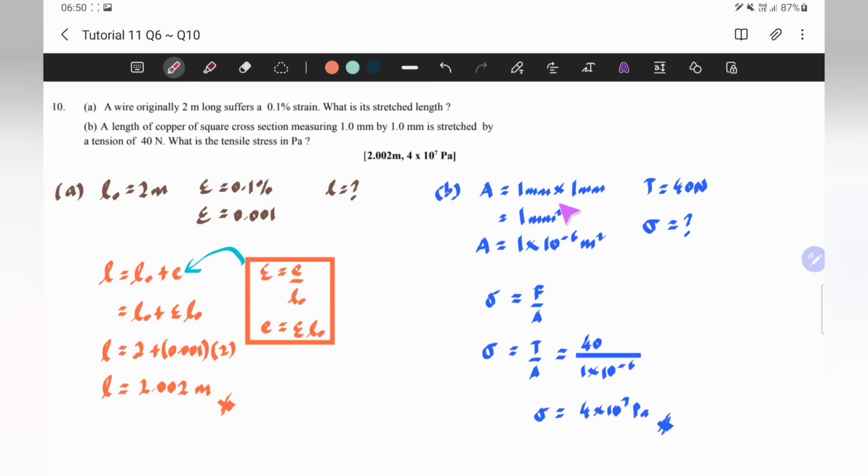Remember, the trick is still the unit. For any calculation, please convert everything to SI units.